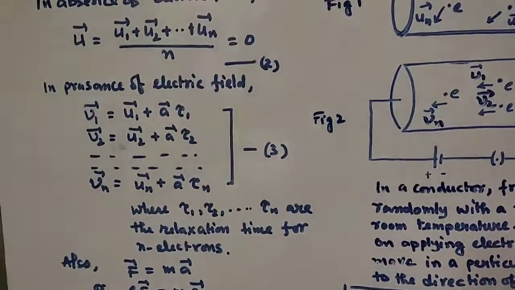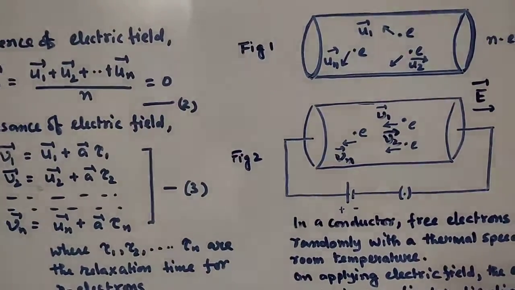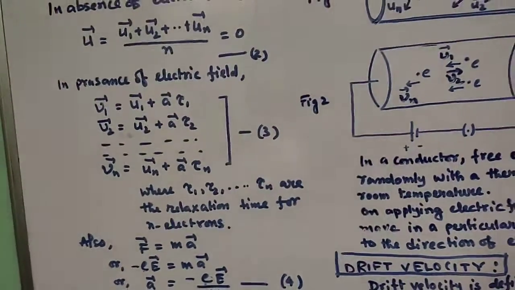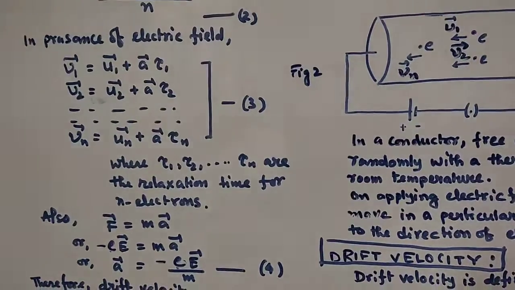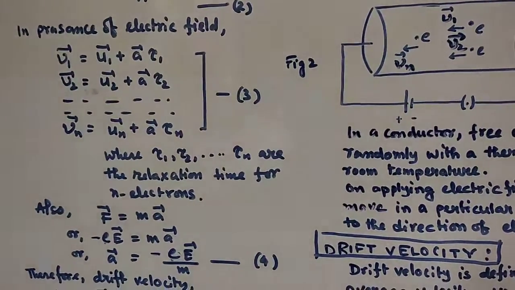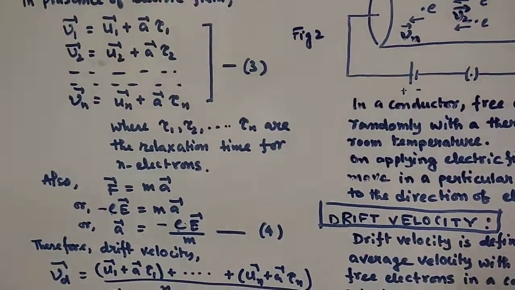As the electrons move opposite to the direction of the electric field, they experience a force due to the presence of the electric field. That force comes from Newton's second law of motion, F vector equals m a vector. F vector you can write as minus e E vector, which comes from the definition of field intensity. So a vector equals minus e E vector by m.